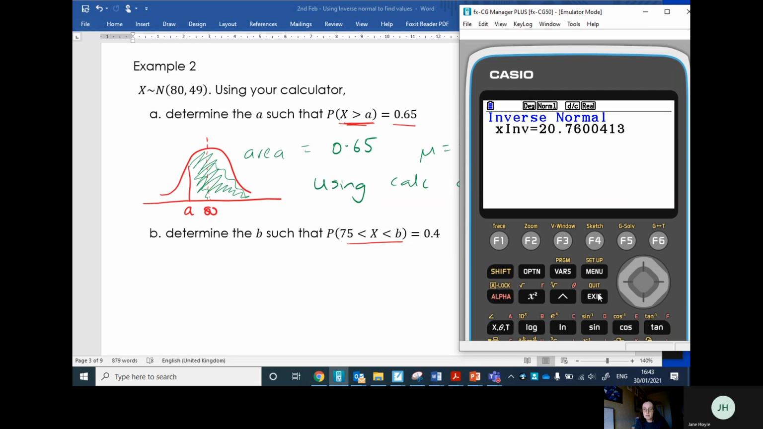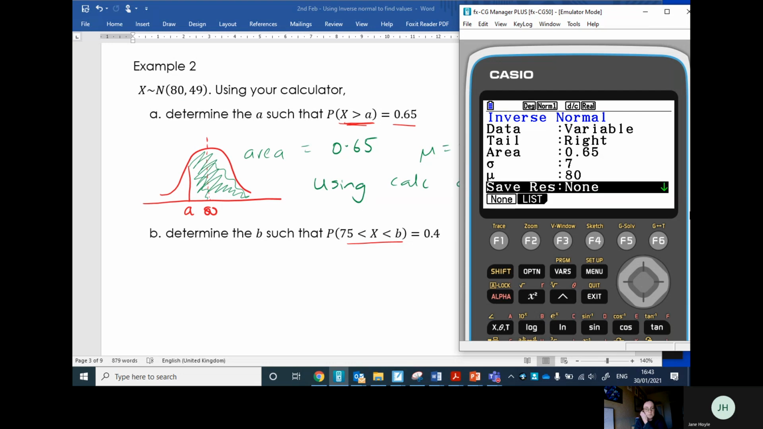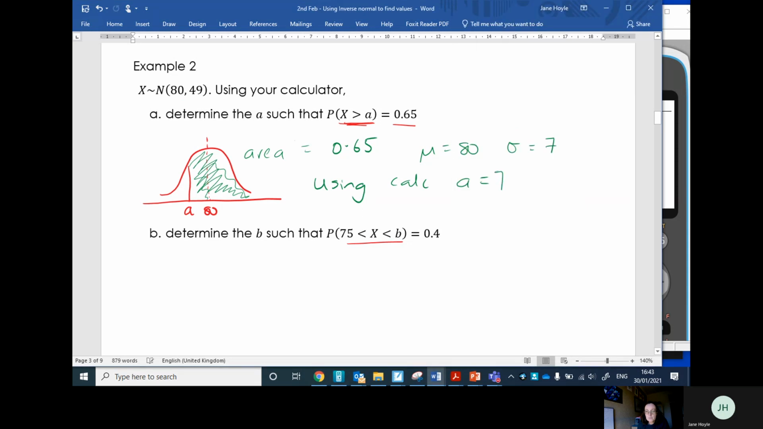Right tail and 0.65. Sigma is 7 and the mean is 80. Answer is 77.3. Okay, and that looks good, to the left of the mean. Wonderful.